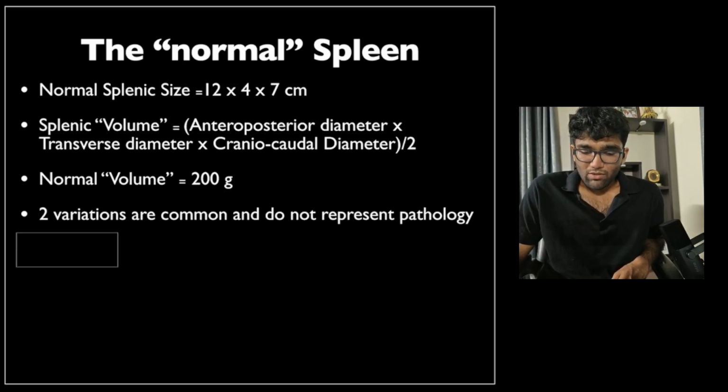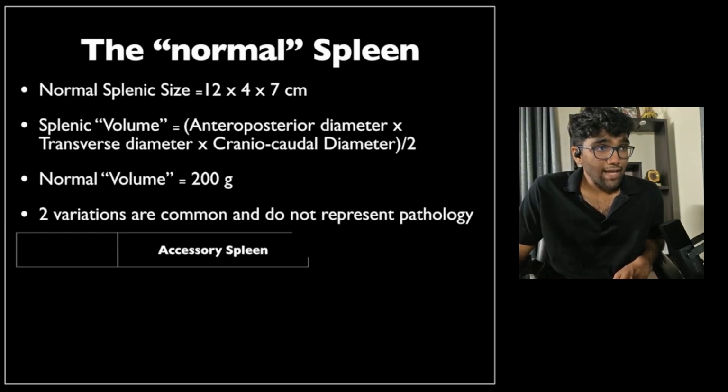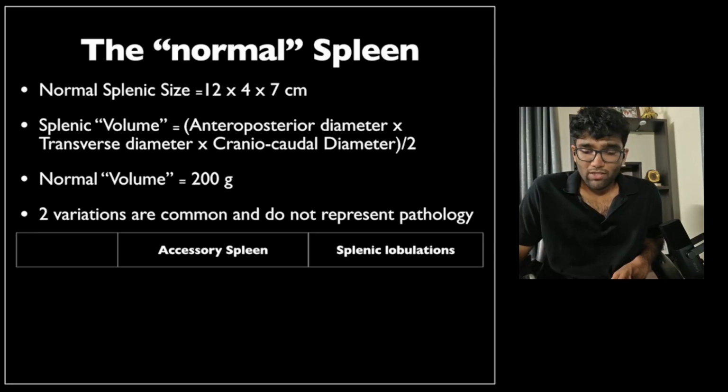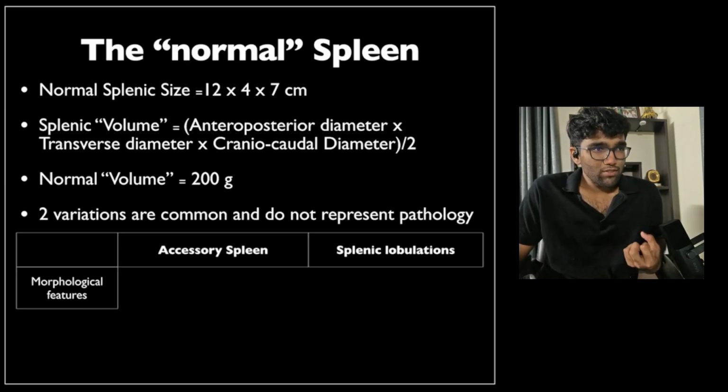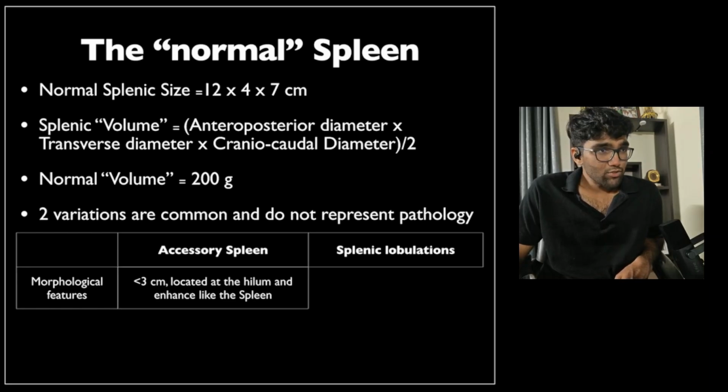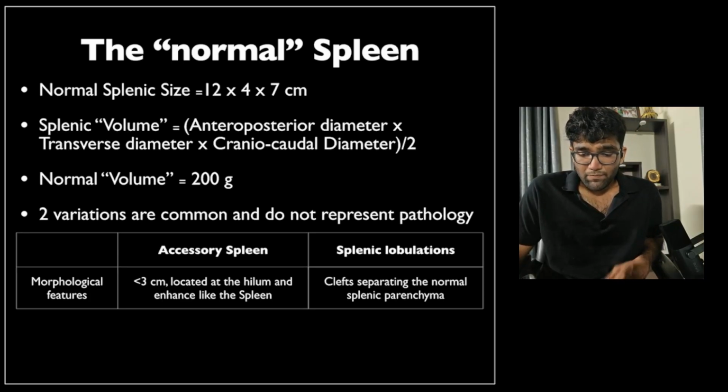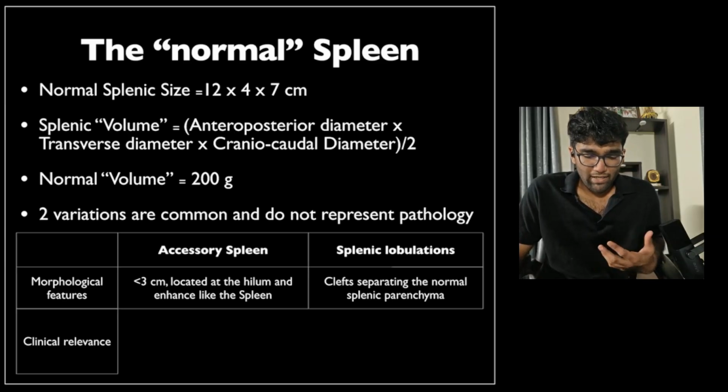Two variations are common and they do not represent pathology. One is the presence of an accessory spleen. The second is the presence of splenic lobulations, because as most of us know, the spleen arises from multiple splenic precursors, around 8 of them, which then fuse together. So if the fusion is incomplete, you get lobulations. Accessory spleens are usually less than 3 centimeters in size and located in the hilum of the spleen, and they enhance like the spleen, which I'll describe shortly. Splenic lobulations are clefts that separate the normal splenic parenchyma. Essentially, they're of no clinical importance except when you're considering the possibility of a splenic laceration.